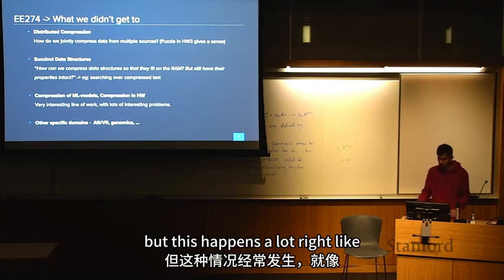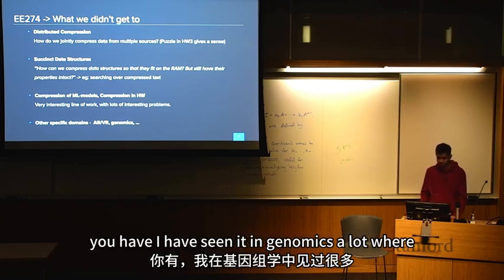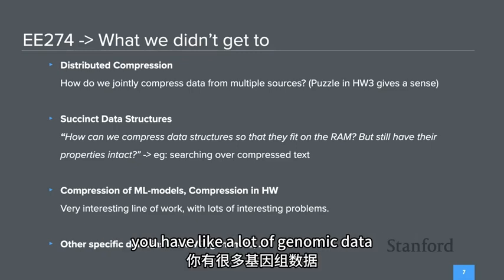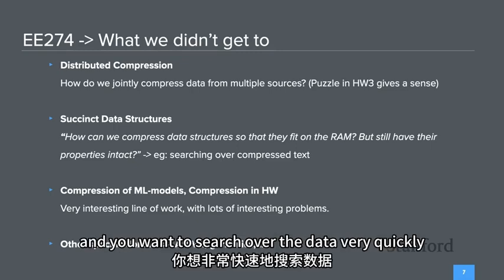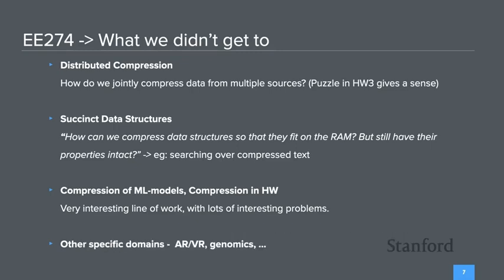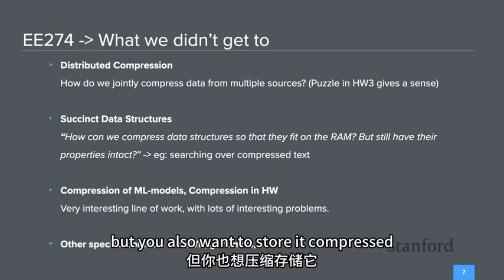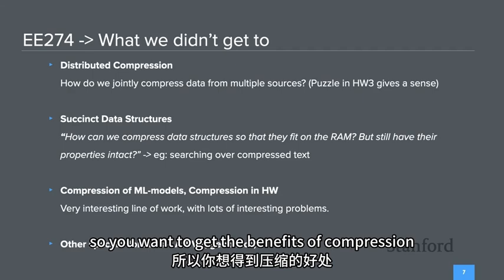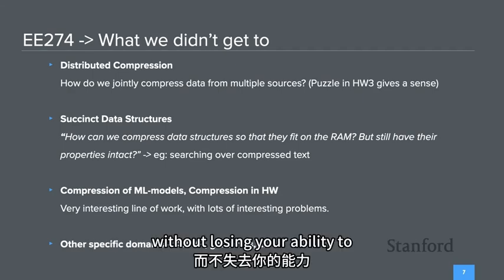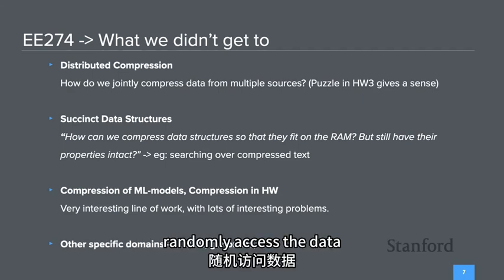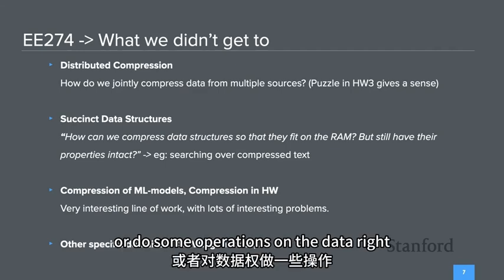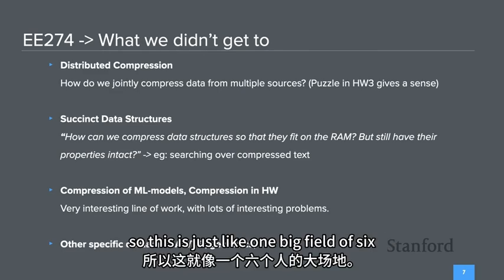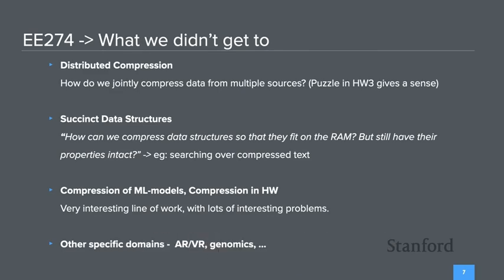But this happens a lot, right? I have seen it in genomics a lot, where you have a lot of genomic data and you want to search over the data very quickly. But you also want to store it compressed, right? So you want to get the benefits of compression without losing your ability to randomly access the data or do some operations on the data, right? So this is one big field of succinct data structures.